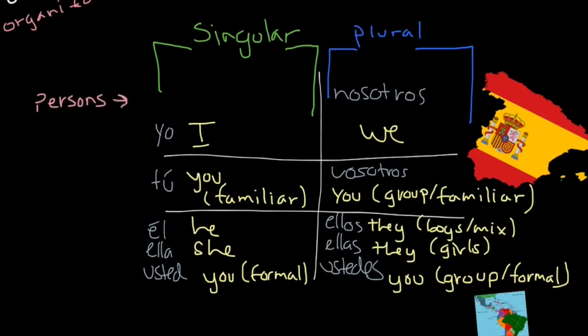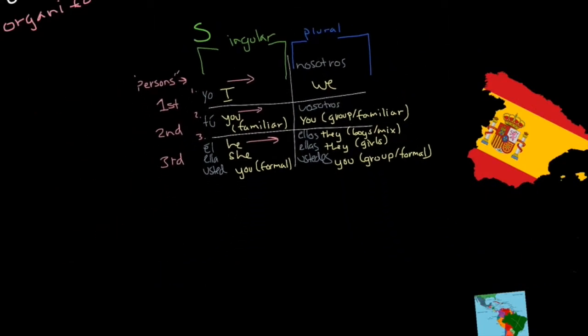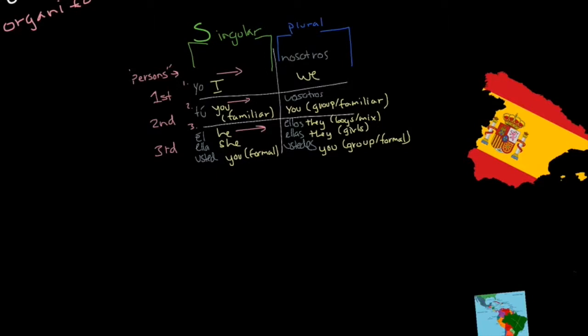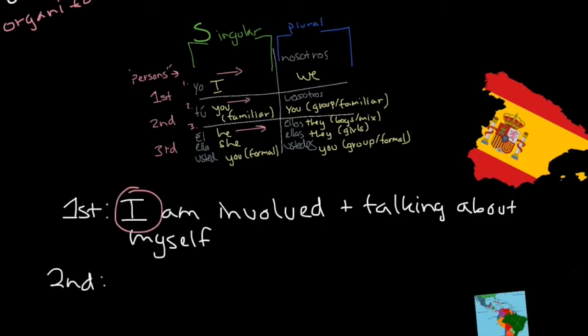Now, what are these rows? Well, they stand for different persons. Now, maybe you've heard of these, first, second, and third person. But what does that even mean? So going across, the first row is first person, second row, second person, third row, third person. Let's go into a little more depth. So first person is when I am included. You're talking about yourself, whether you're with someone else, like we, or just by yourself.